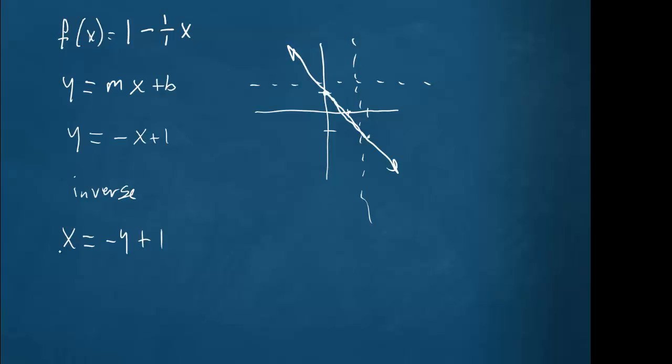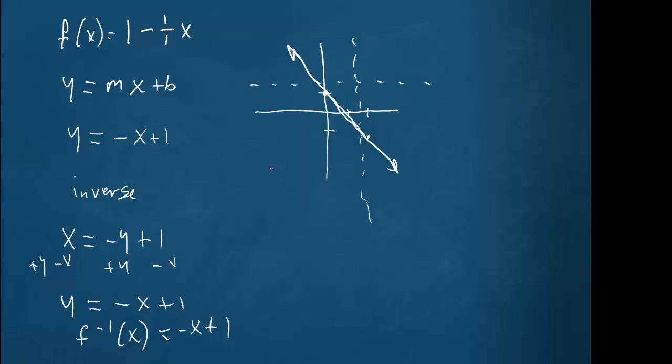So if we move the y to the right and the x to the left by adding y to both sides and subtracting x from both sides, we wind up with y equals minus x plus 1. So the inverse then, f inverse of x for this particular function would be minus x plus 1. Now we see that that's exactly the same as the function that we started with.